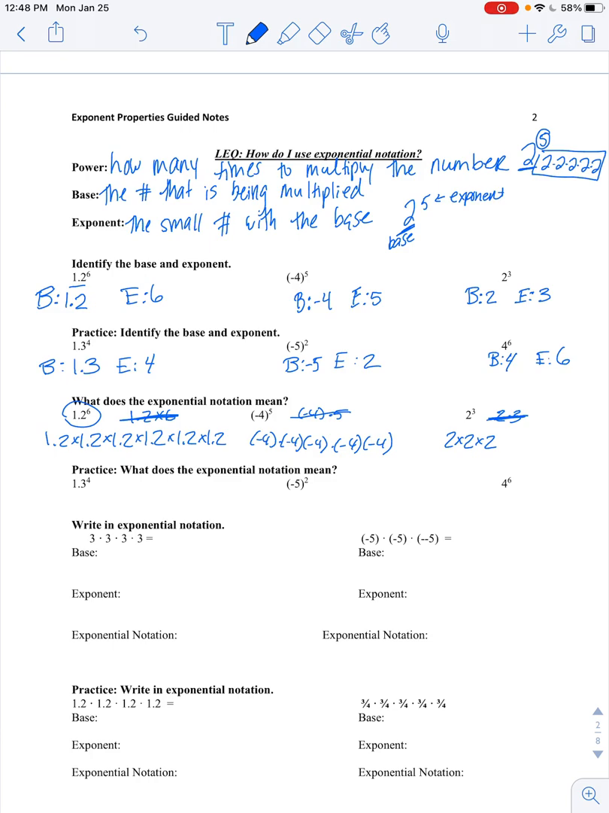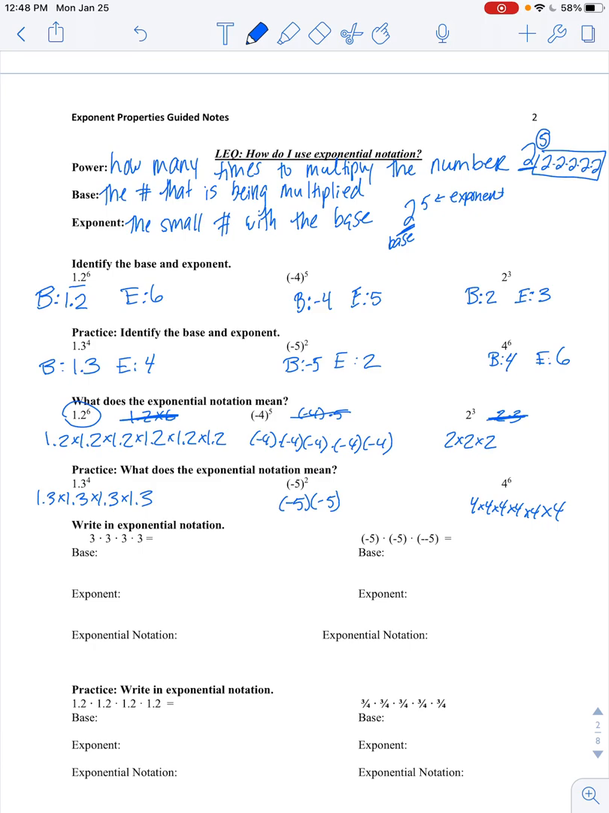Okay, your answers are 1.3 times 1.3 times 1.3 times 1.3. -5 to the 2nd is -5 times -5, and then 4 to the 6th is 4 times 4 times 4 times 4 times 4 times 4. So just make sure there are six 4s there. Okay, again, going kind of quickly because this should be a review.